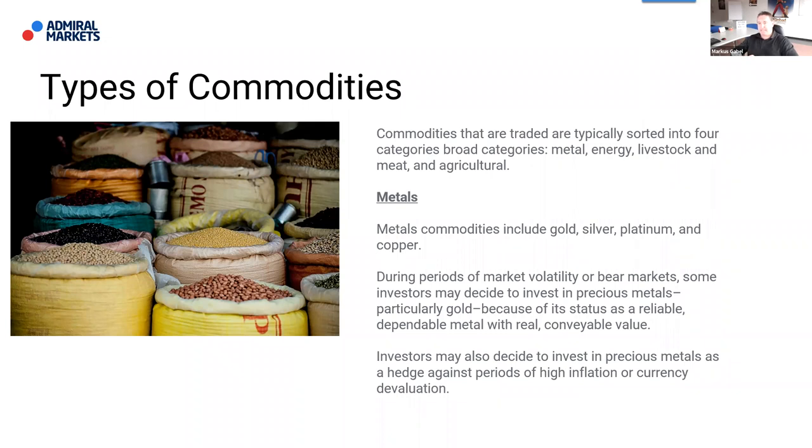During periods of market volatility or bear markets, some investors may decide to invest in precious metals, particularly gold, because of its status as a reliable, dependable metal with real tangible value. Why? Like I said to Claudia, if I present you a ring of gold for your lovely fingers, then you can take it in your hands. So this is a real value. Claudia, we understand each other, right? And this is why gold is called a safe haven, like the Japanese yen and Swiss franc, and the bonds, of course.